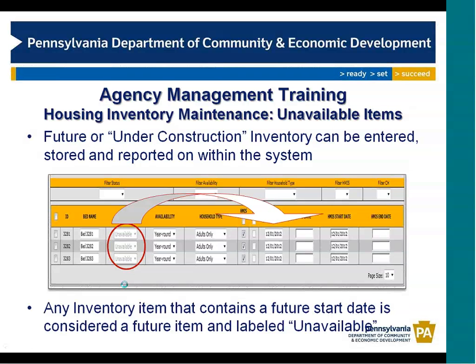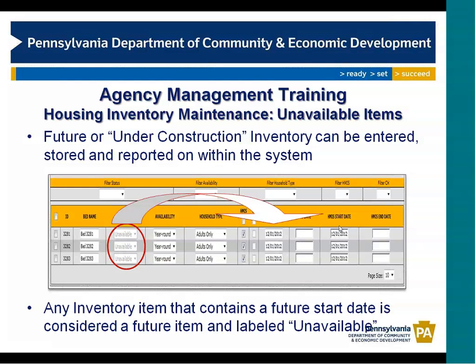The other way items can be unavailable in the system are those that are entered as future inventory, also known as under construction, I guess is the terminology on a lot of HUD-based reports like the HIC. As we said before, when you're creating a new bed, you can enter the start dates as far in the future as you want, whenever you think they're going to be available for use.